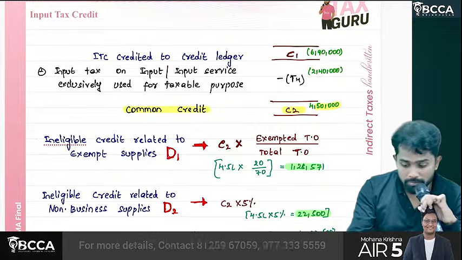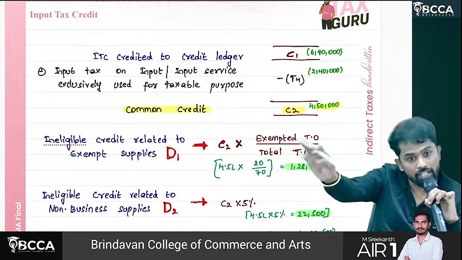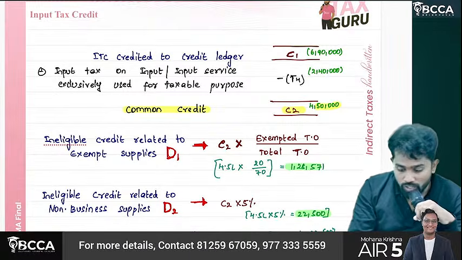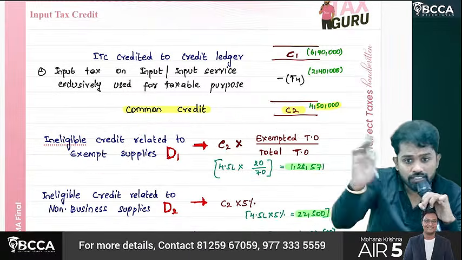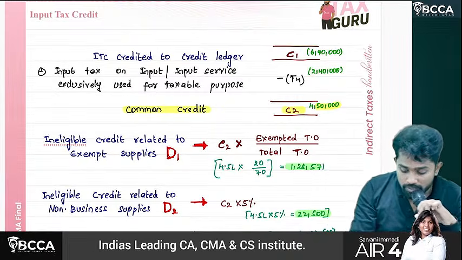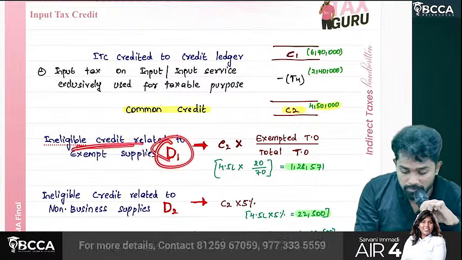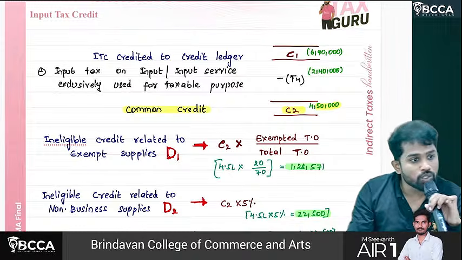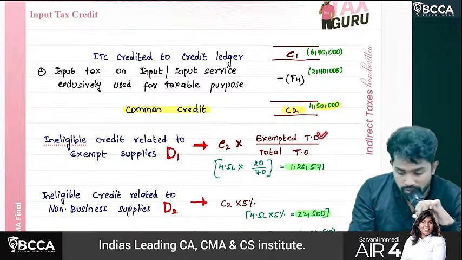If you remember, the 6,90,000 we already availed, and in this 6,90,000 this part is also already availed. Now what we need to do is reverse it, that is, add it to the liability. So D1 means the ineligible credit related to exempted supply. How do we calculate it? C2 into exempted turnover divided by total turnover.